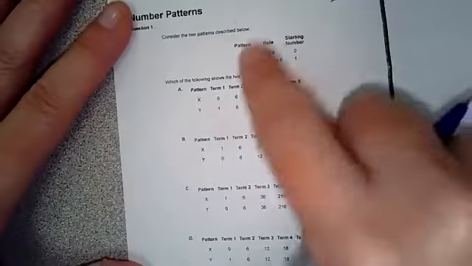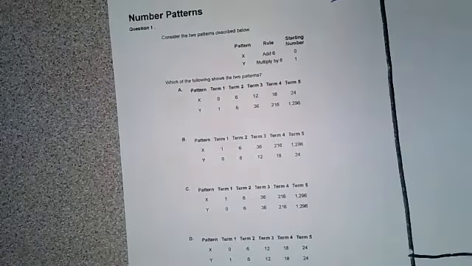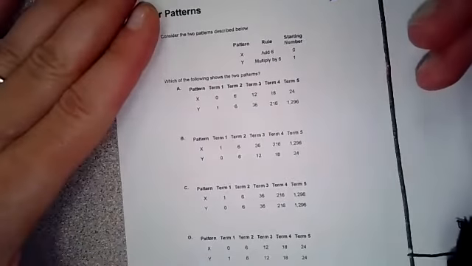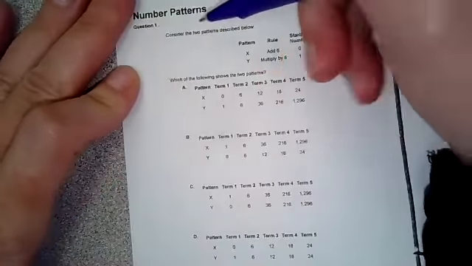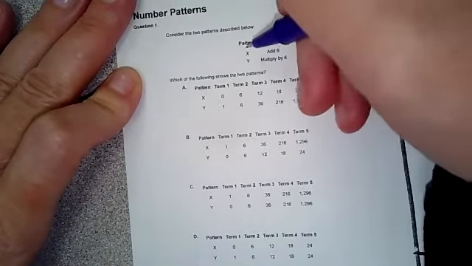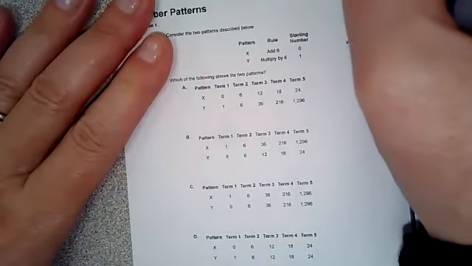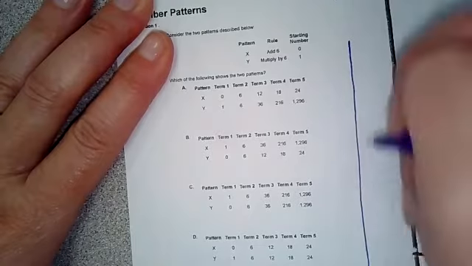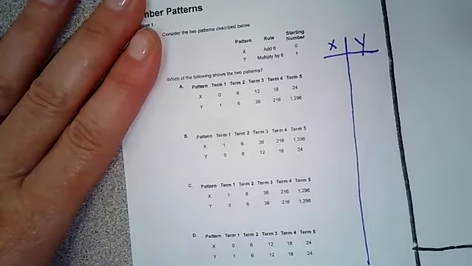Okay, so what we are going to be doing is number patterns. And I have to tell you that when you're working on this, the most important thing you can do is make a T-chart for every single one of them that we come to. All right? So it says, consider the two patterns described below. You've got an X and a Y. The rule for the X is add 6. The rule for the Y is multiply by 6. All right, so I want you to draw a T-chart, and I want you to label it X and Y, okay?